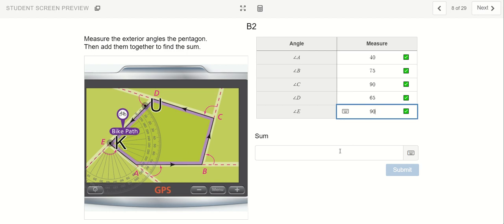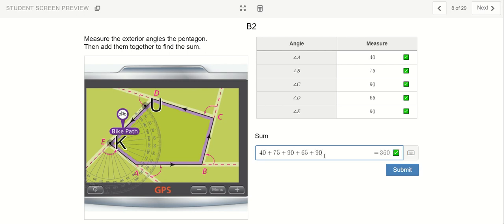No, 90. Okay. So now that we have all the outside angles, let's see what all the outside angles add up to. So 40 plus 75 plus 90 plus 65 plus 90. Yep, all 5 of those. Again, I just took those numbers and added them up. And it looks like all the outside angles add up to 360.